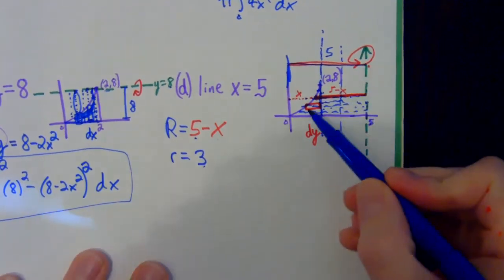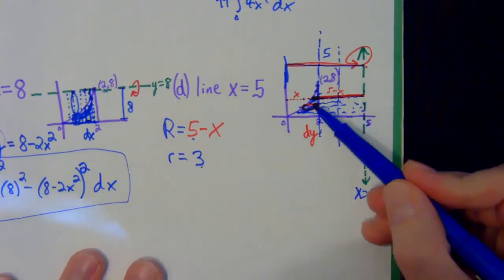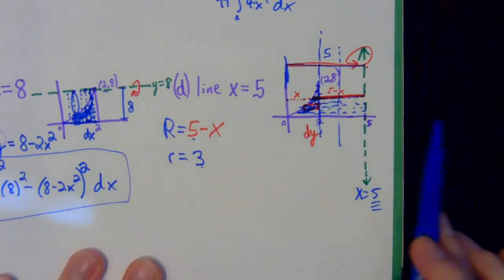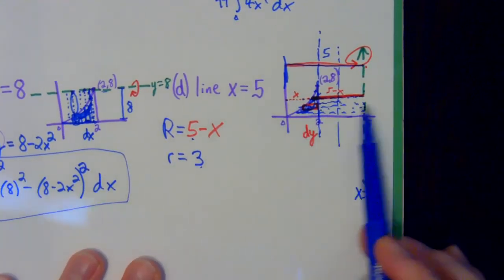Now, this is a little fun thing right there. If you take this shape and you revolve it around that x equals 5 line, you get this giant hole in the middle of that thing.